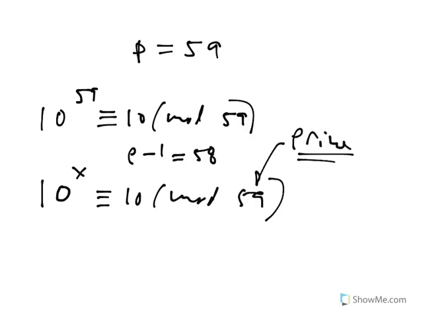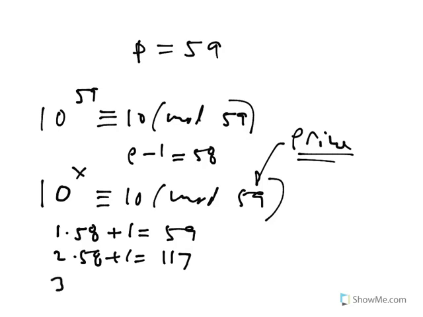To find as many solutions as you want for that equation, all you have to do is take multiples of 58 and add 1 to them. So 1 times 58 plus 1 gets us our 59, which is one of the answers. 2 times 58 plus 1 is going to get me 117, which is also an answer to that question. And 3 times 58 plus 1 is 175.